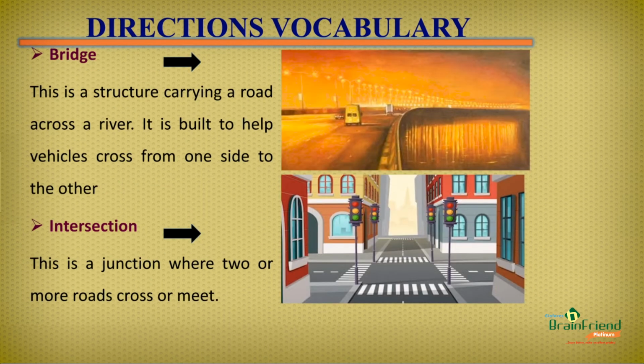And then we have the bridge. This is a picture of the Third Mainland Bridge in Lagos. The bridge is a structure carrying a road across a river. It is built to help vehicles cross from one side of the road to the other. And then we have the intersection. The intersection is a junction where two or more roads cross or meet. It can be a Y junction or a T junction.